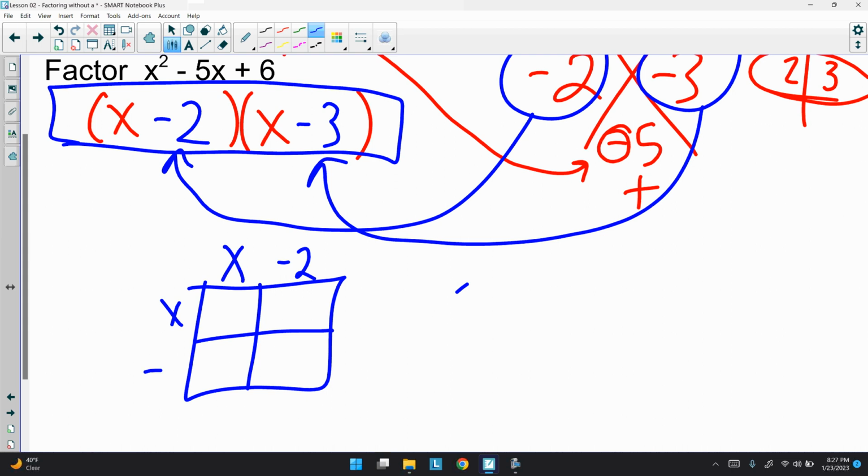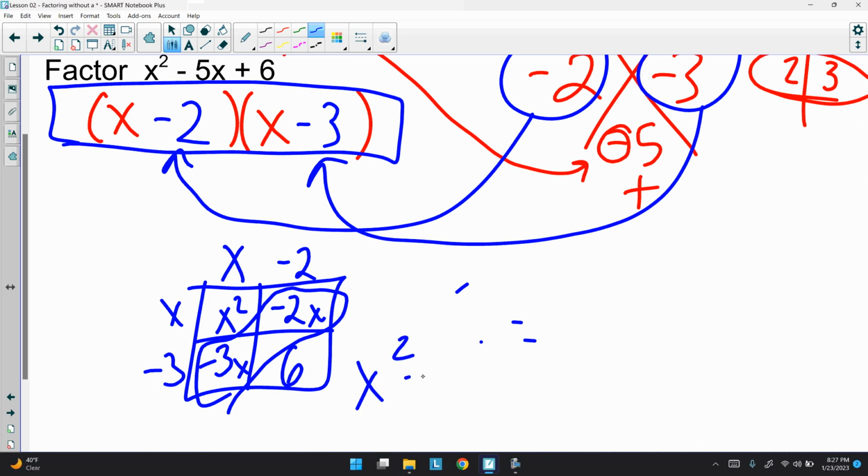x times x is x squared. -2 times x is -2x. -3 times x is -3x. -3 times -2 is 6. Add your like terms. -3x, -2x is -5x. And then bring down the 6.